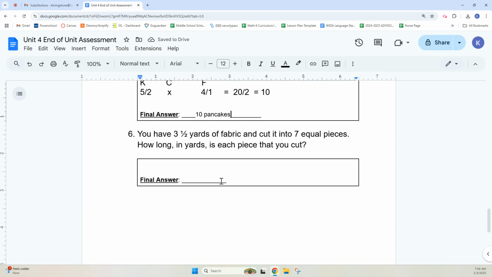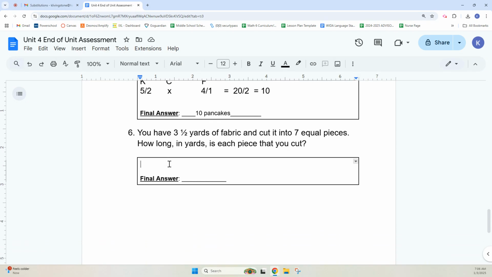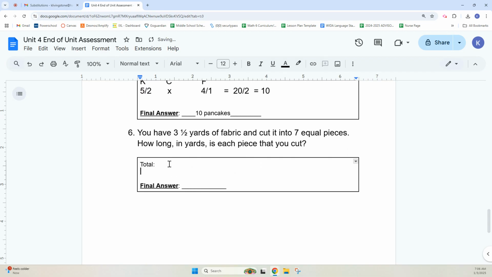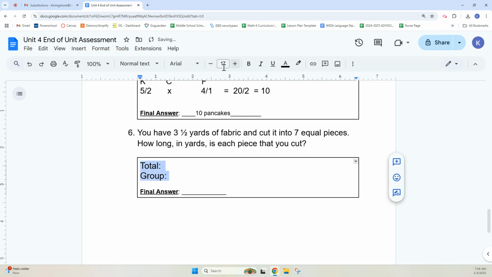All right, let's look at our final question. You have 3.5 yards of fabric. You want to cut it into 7 equal pieces. How long in yards is each piece that you cut? All right, first let's look at our total amount and then the groups that we're making. If we read the problem, you have 3.5 yards of fabric. So that is the total amount that we have. And how many groups are we making? We are cutting 7 pieces.